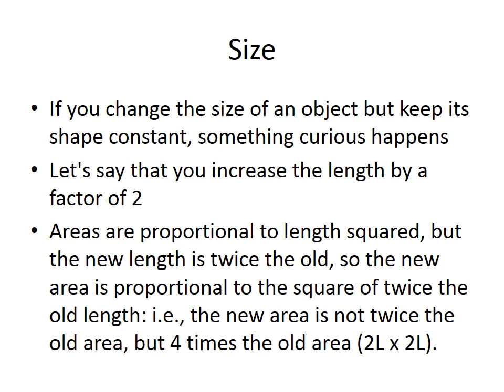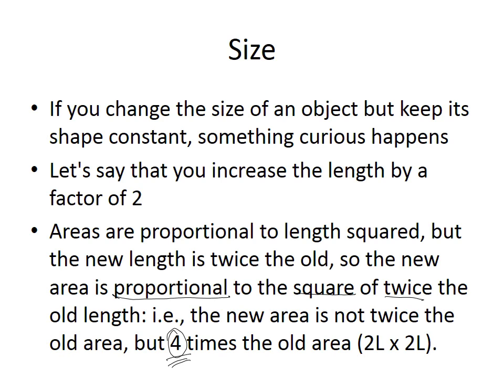So if you change the size of an object but keep its shape constant, something curious happens. Let's say, and this is just a thought exercise because you're thinking now, why do we have to be tubular? All right, so let's just look at it. Let's say that you increase the length by a factor of 2. Areas are proportional to length squared, but the new length is twice the old length. So the new area is going to be proportional to the square of twice the old length. That is, the new area is not twice the old area, but actually 4 times the old area.